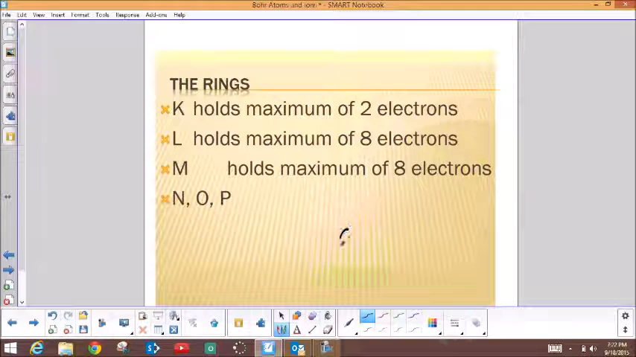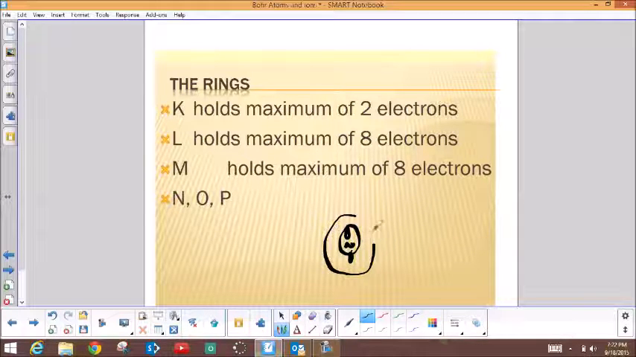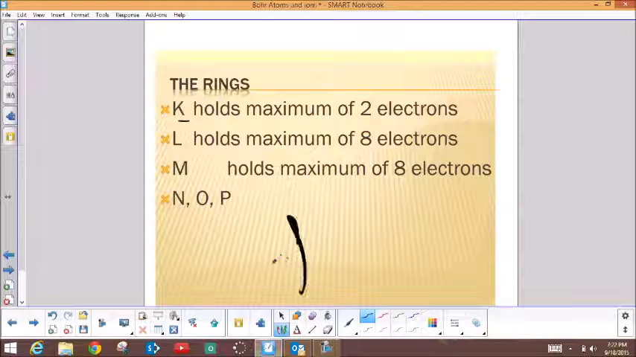The way I remember that the one closest to the middle only holds 2 is because it is so close to the nucleus, there's not that much room for the 8 that this holds. So it holds a smaller number. So the K, which is closest to the nucleus, only can hold 2 electrons. And that name of that orbital is called the K.